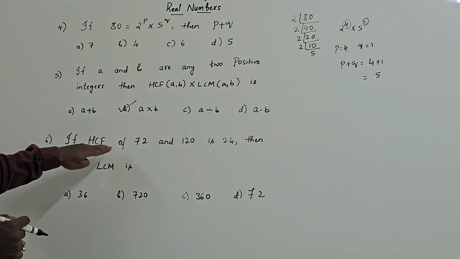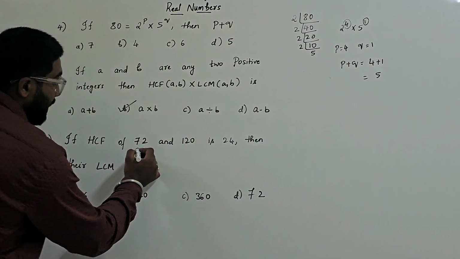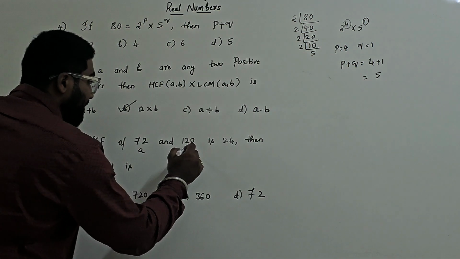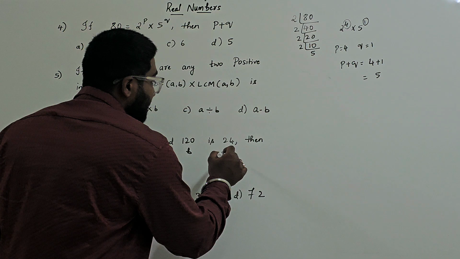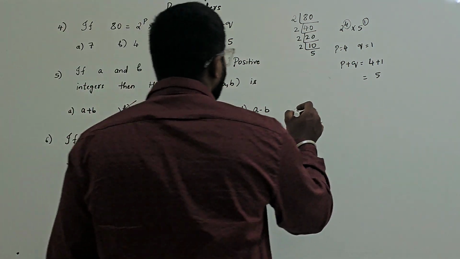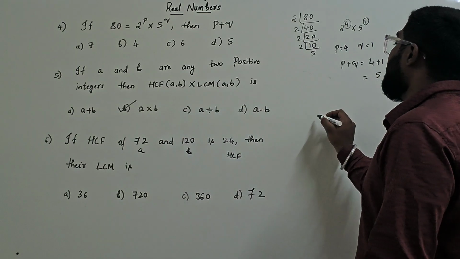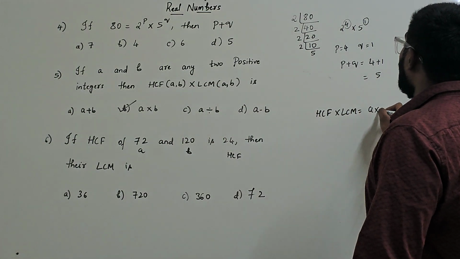Next question, if HCF of 72 and 120 is 24, then their LCM is. This is one number, which is A. This is another number, which is B. And they have given HCF, which is 24. Now you know the formula. What is the formula? The same formula given here: HCF into LCM is equal to A into B.